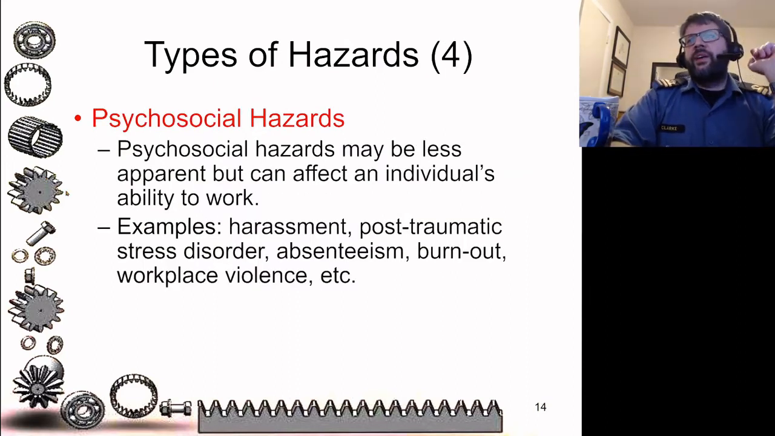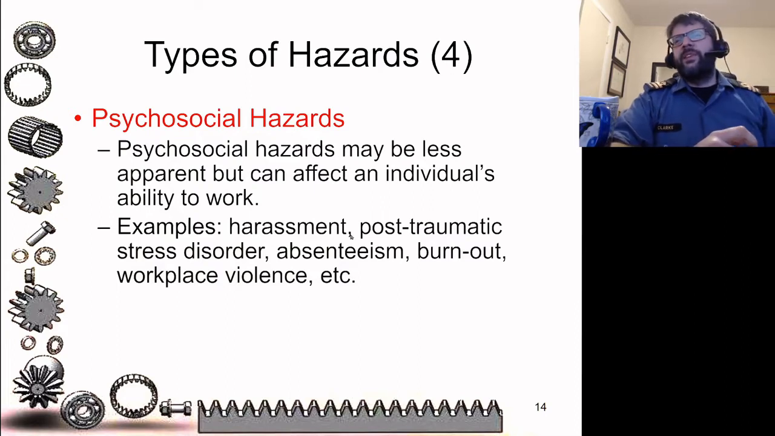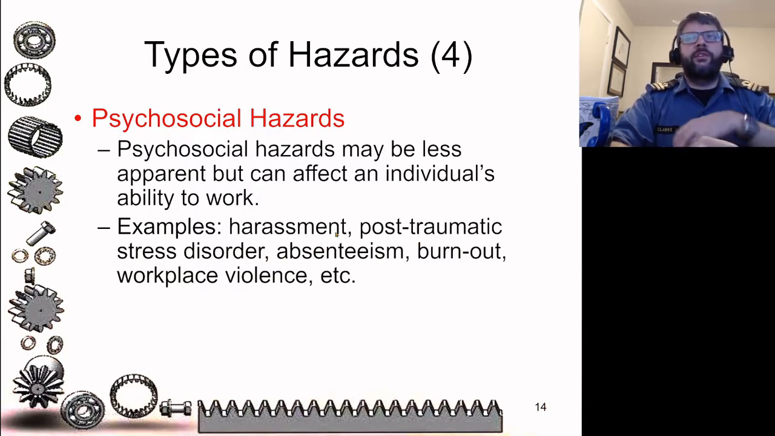Psychosocial hazards. Typically speaking, we're talking about the effect that the workplace might have on a person's psyche. So, workplace violence, burnout, stress, harassment, post-traumatic stress disorder, absenteeism here. That's kind of a symptom. Oftentimes the ones listed here are symptoms of the psychosocial hazards due to stress in the workplace.